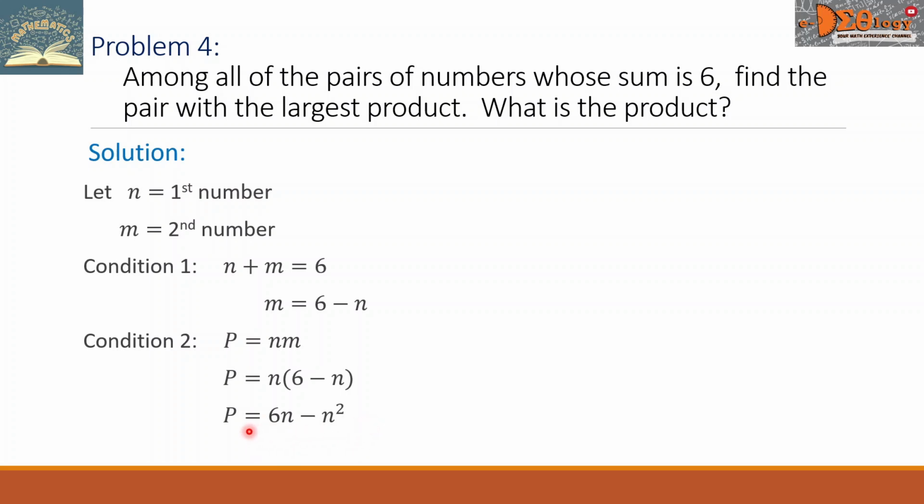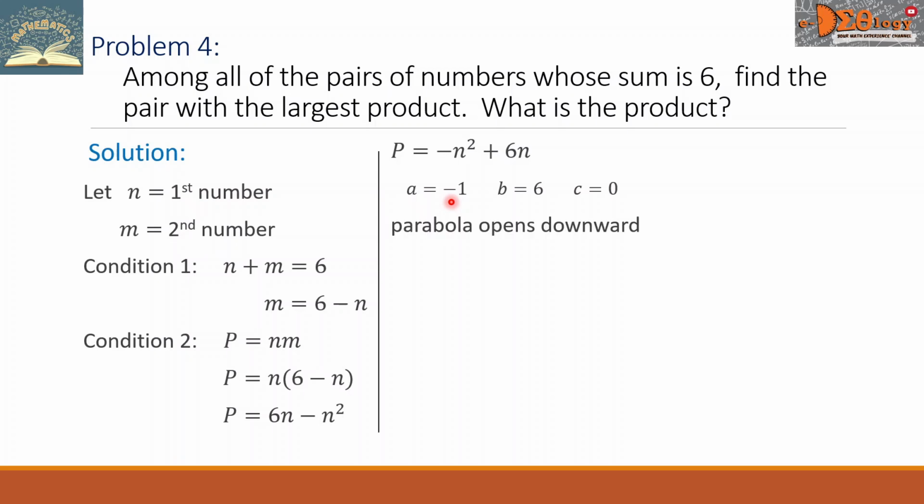Let us rewrite our equation in general form. The negative n squared comes first, plus 6n. We have now this function P in quadratic form. So we can collect the a, b, and c. A is -1, b is 6, and c is 0. Note that the a is negative. That means the parabola opens downward. In that case, we will get a maximum value.